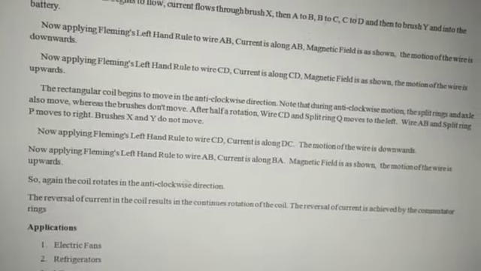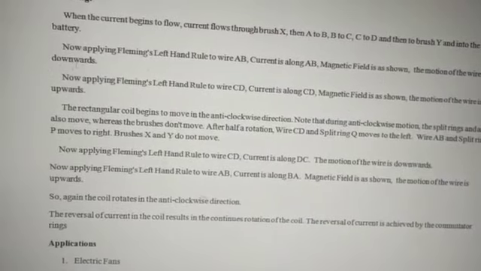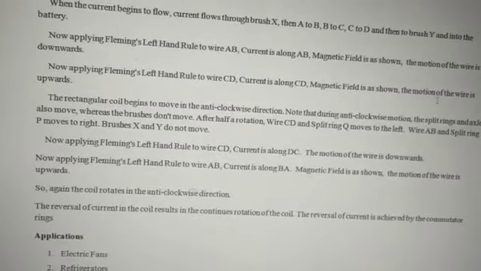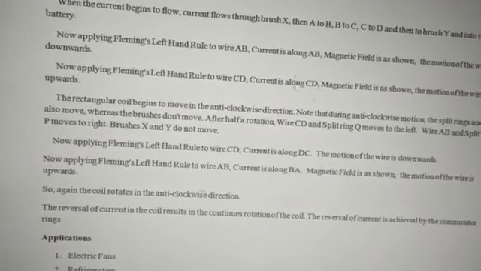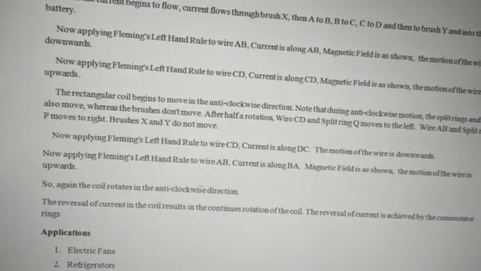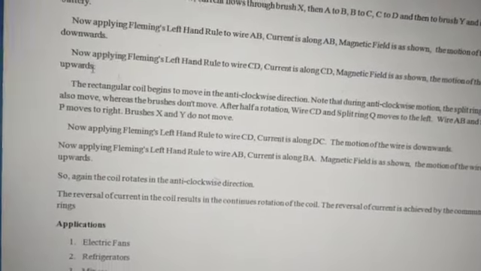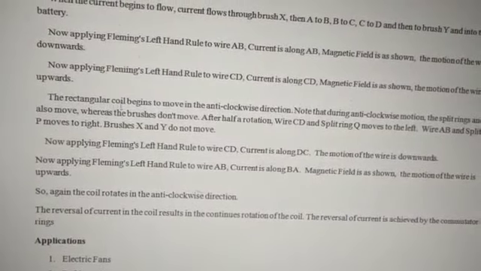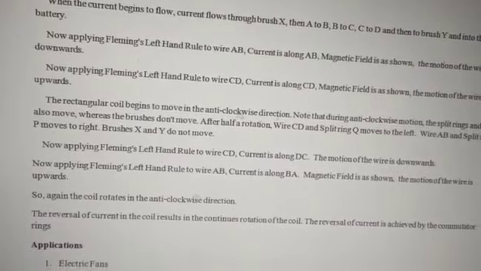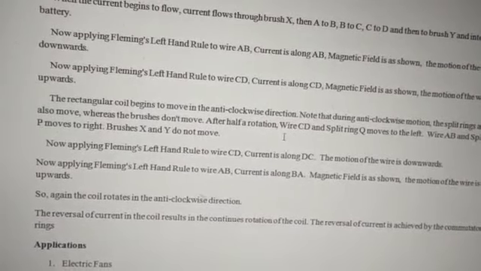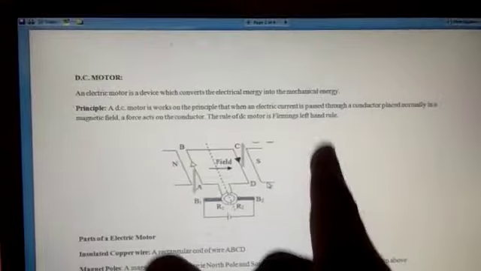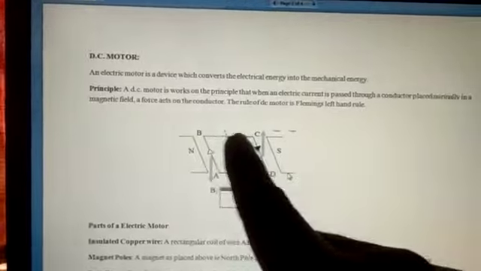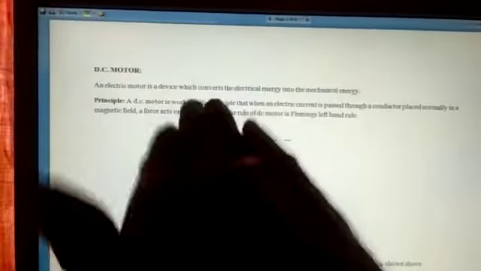The same thing I had explained here: the motion of the wire is downwards. When the current is passed through CD, the motion of this wire is upwards. In the same manner, apply Fleming's left hand rule. The rectangular coil begins to move in an anti-clockwise direction. You can see here the anti-clockwise direction, so in this manner it will start rotating.